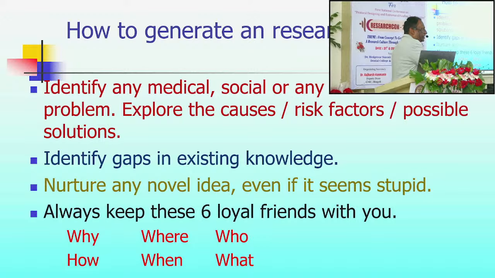How can I control this? How can I treat this? So, these are the 6 loyal friends. If you have these 6 loyal friends, and if you use them in a better way, then you are a good researcher. So, these are various ways by which you can generate a research idea.